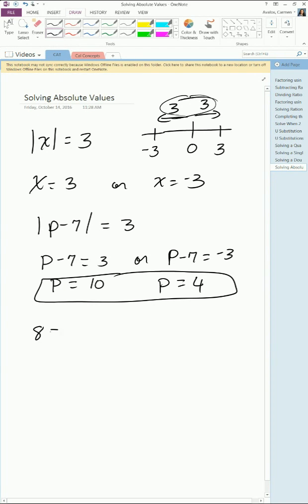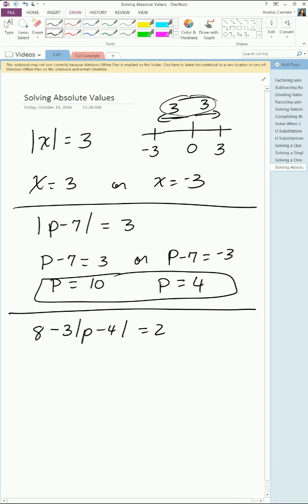So if I have 8 minus 3 times the absolute value of p minus 4 equals 2, you cannot at all distribute the 3 in there and then add the 8 to it. You cannot go inside. You have to get rid of the absolute value before you could distribute anything in there. But in order for me to get rid of the absolute value, I need it to be like it was up here, where the absolute value is by itself and then a number.